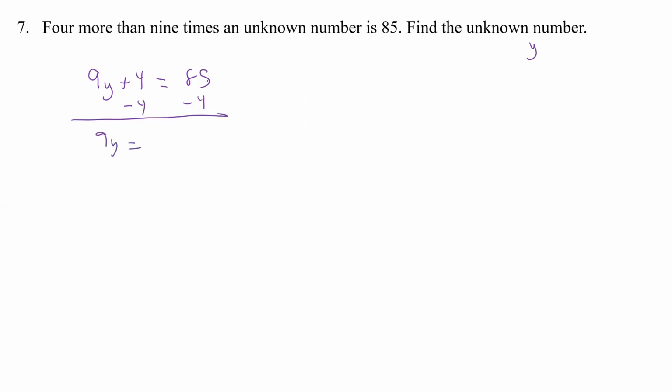9y equals 85 minus 4. 5 minus 4 is 1. 8 minus nothing is 8. Now we have to get rid of that 9. So that's multiply, so let's divide by 9 on both sides. So that cancels. We get y equals. Now 81 divided by 9, that's just 9. Okay, so that looks good. And so now we check. And so that's what we say our answer is.